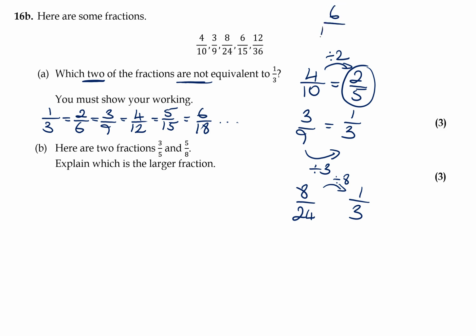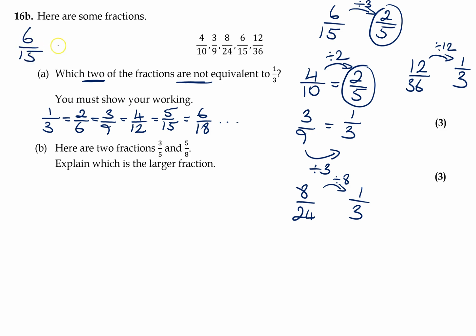6/15, this divides by 3, that's the best we can do, which gives 2/5, so that's not a third, so that's the one we do want. And finally 12/36, divide those by 12, and we get 1/3. So the only two that are not equivalent to 1/3 are 6/15 and 4/10. I've left myself no space to write the answers now.